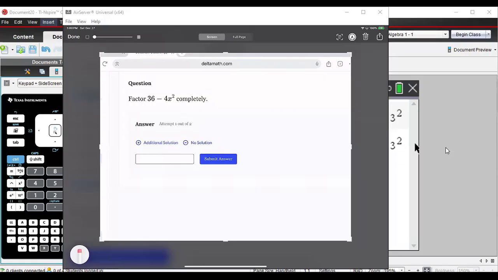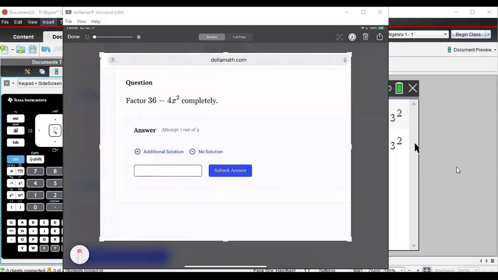And what I'm doing now is I'm actually just factoring polynomials. So if you look at what I have on my screen, I have 36 minus 4x squared. And if you watched my last video, you know that this is going to be a difference of perfect squares. But this is the process when we're trying to factor.